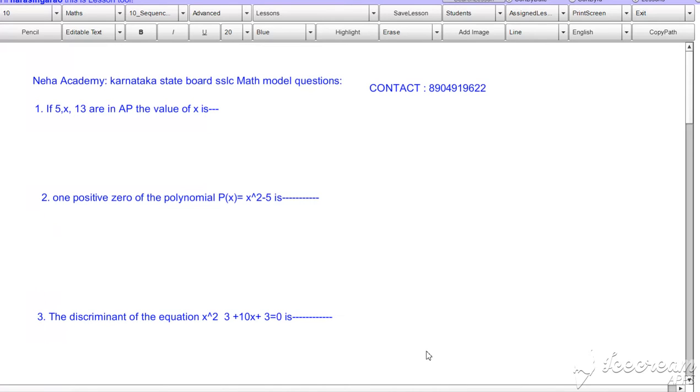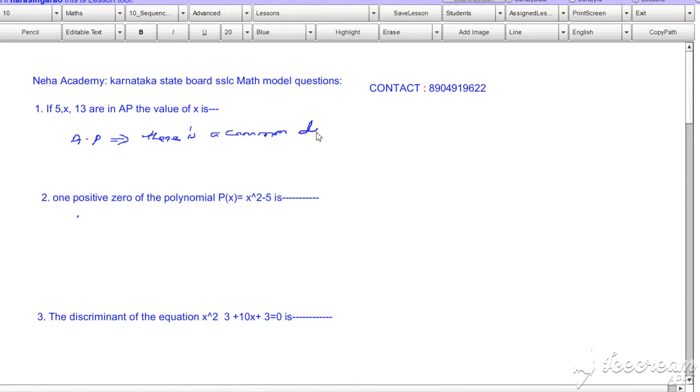So the first question here is on arithmetic progression, AP. It is given that 5, x, 13 are in AP. When AP, arithmetic progression, means there is a common difference. There is always a common difference.